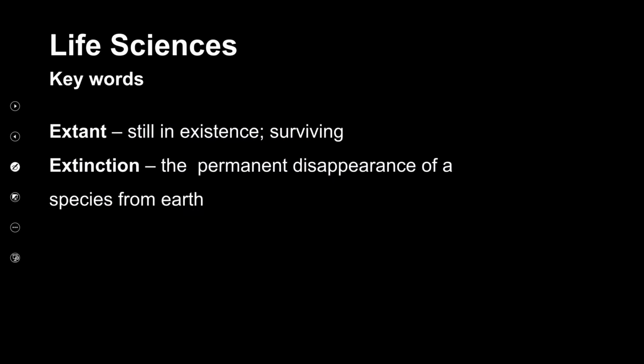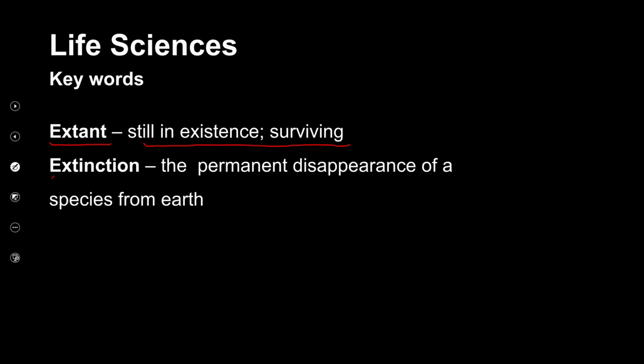All right, the next keyword we're going to have a look at is extant. Now, we don't often use it, but when we're looking at descendants and organisms that have descended from others, we want to see if they are still in existence. So, for example, the Homo sapiens, human race, is extant because we are still in existence.